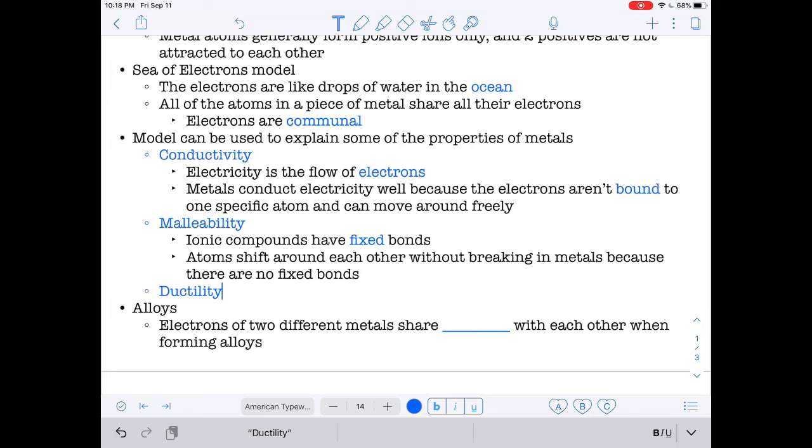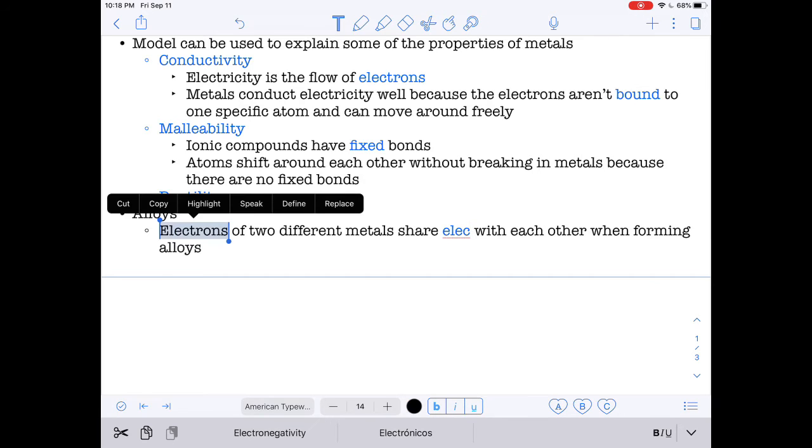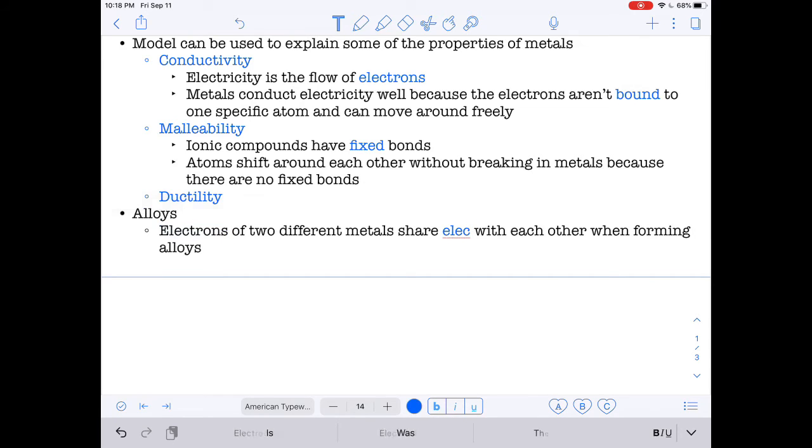And then the very last thing we're going to talk about today is alloys. The slide says electrons of two different metals share electrons with each other. Oh, I think it's supposed to say electrons of two different metals are shared with each other. Sorry, what I meant to say was electrons of two different metals are shared with each other when forming alloys.